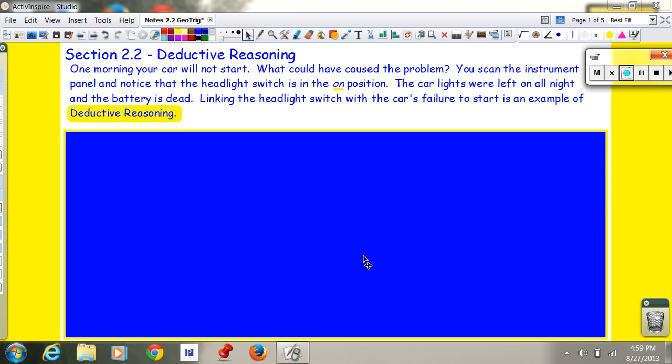Hey guys, this is section 2.2 notes. The title of this is deductive reasoning. We have a little example here on top. You don't need to write it down, just listen and read it as I read it to you.